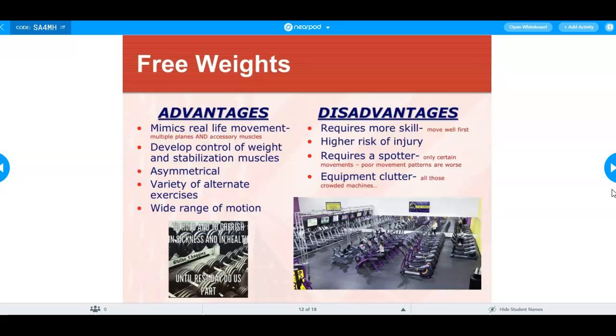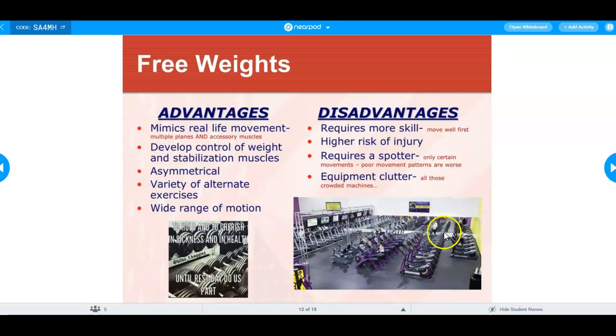The disadvantages: it requires more skill. There's a higher risk of injury. Listen, when you're lifting with the machine, you don't have to worry about it dropping on your face. When you're doing dumbbells overhead, yeah, there's a risk it's going to drop on your skull. Some require a spotter. And then there is equipment clutter as well.